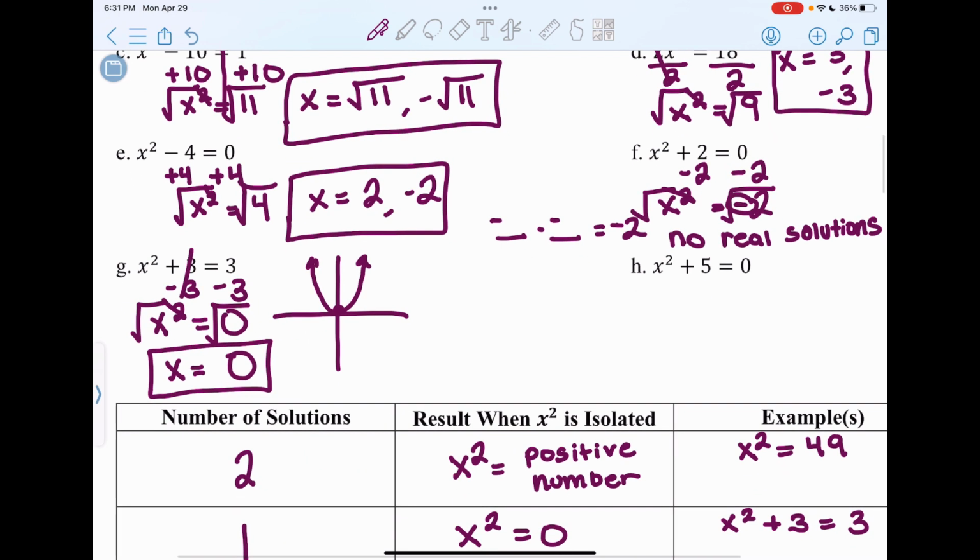And then in H, I'm going to subtract 5 to both sides to get x squared by itself. And I get x squared is equal to negative 5. To get rid of the square, I square root both sides. But once again, I cannot take the square root of a negative number, so there are no real solutions.